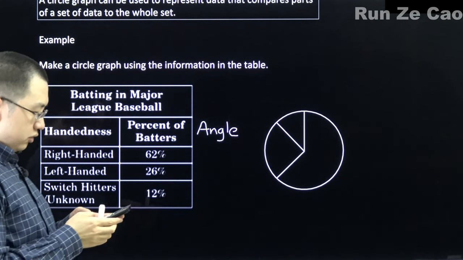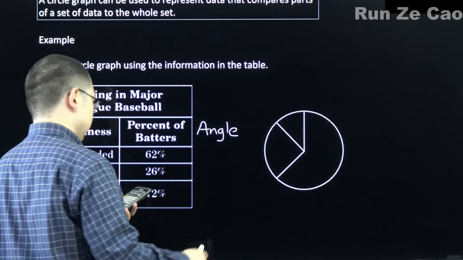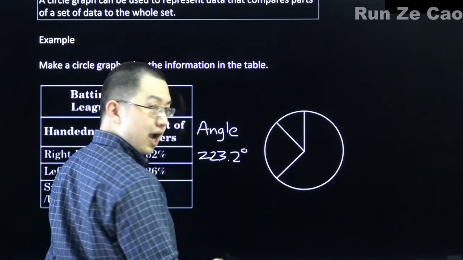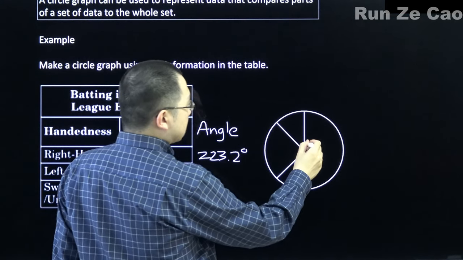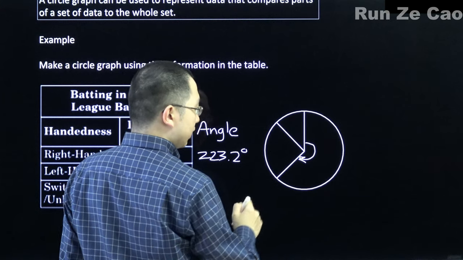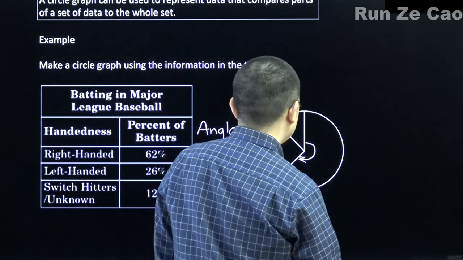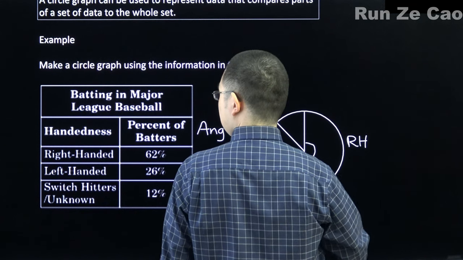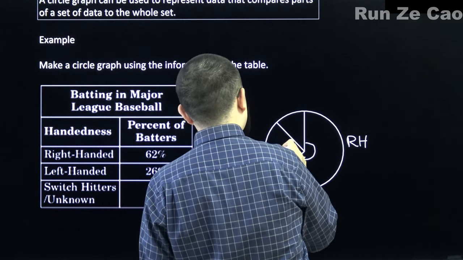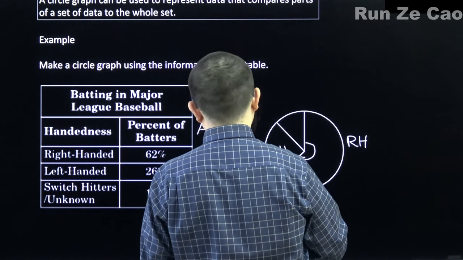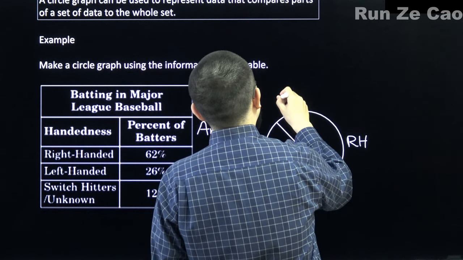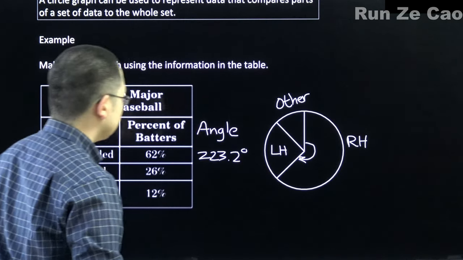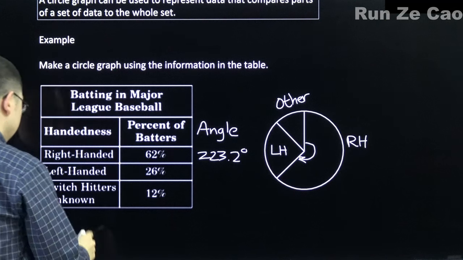62%, that's 0.62, times 360 degrees, or 223.2 degrees. And then you measure out 223.2 degrees. And that's it. This is right-handed. This is left-handed. And this is other, okay? We'll just label that for graph purposes.